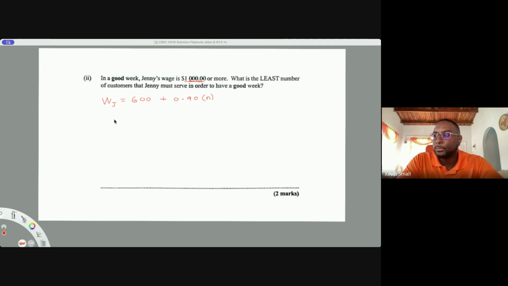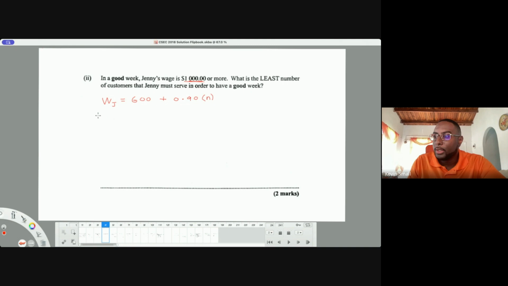All right. Let me just go through it quickly. 1,000 is equal to the 600 plus the 0.9 N. I'm going to subtract the 600 on both sides, and then divide by that 0.9. So I'm going to say 1,000 subtract the 600 and divided by the 0.9 is going to leave me with exactly N.